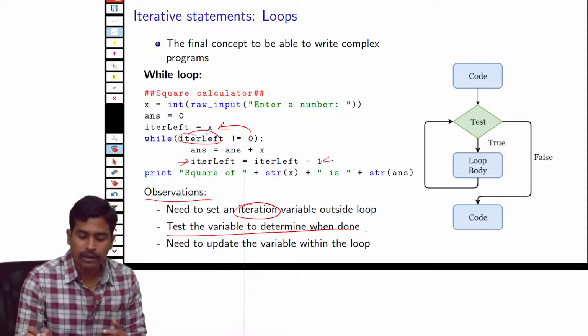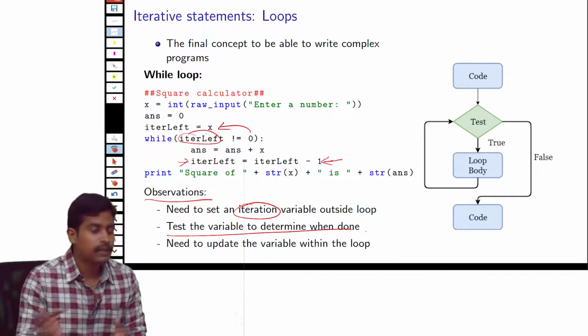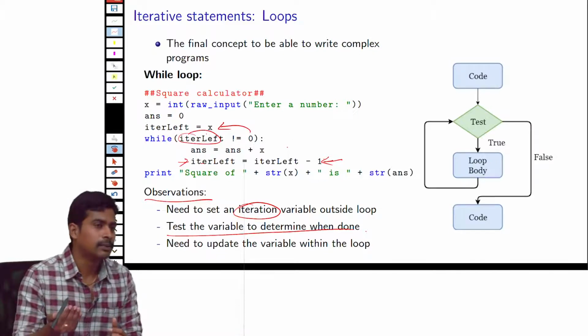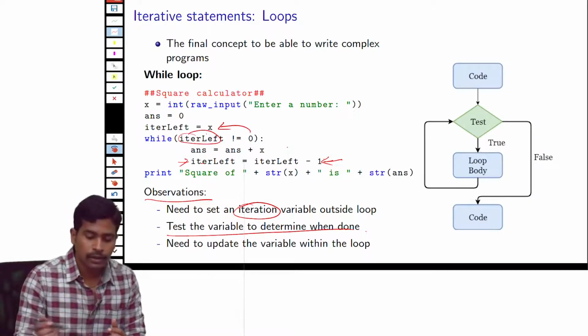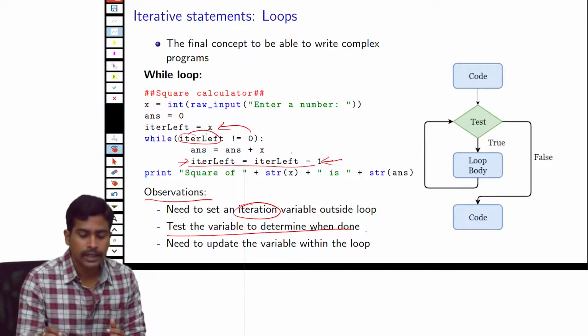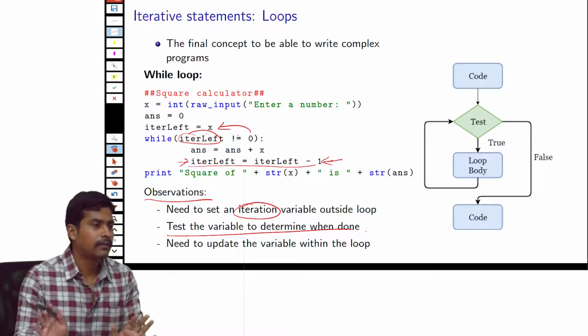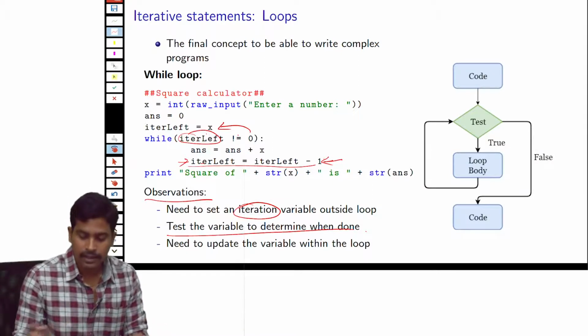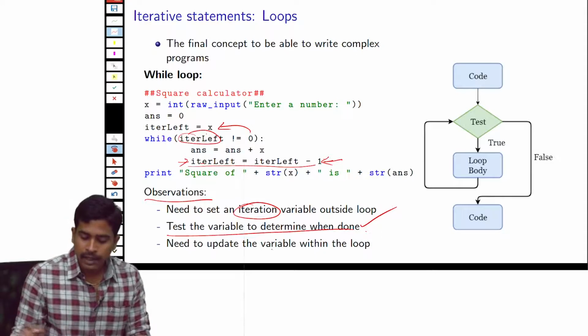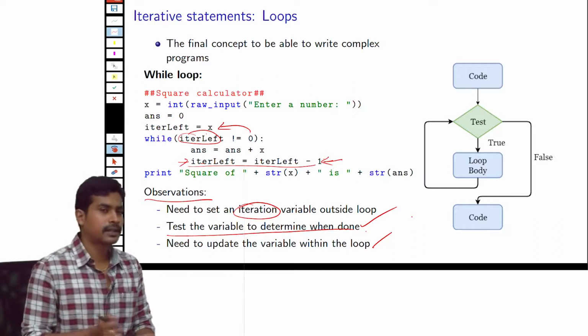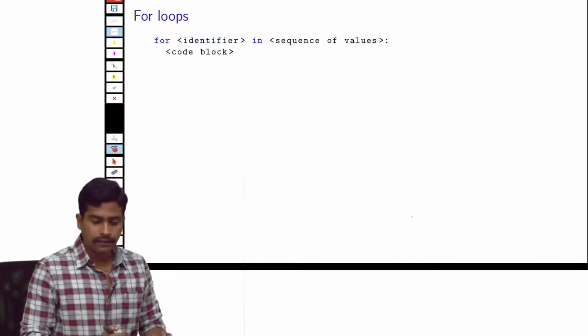For example, if you do not decrement here, whenever you check the condition, it is always going to be 3. So 3 is not equal to 0, this is always true. So this while loop goes into an infinite loop. In order to avoid that, you always have to make sure your test variable will fail at some point of time. If it does not fail, the program is going to execute an infinite number of times. So that is the second observation. These are the observations I want you to make in the case of while loop.